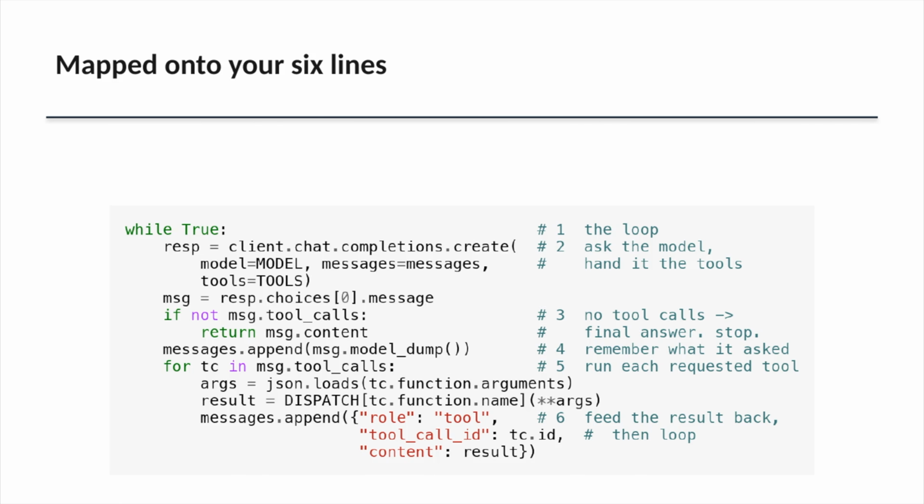Now map that onto the 6 lines you saw. Line 2 sends the context to the model. The thought happens in there, inside the model. When the response carries tool calls, that is the action. Line 5 runs the tool, and line 6 appends the result. That is the observation, entering the context. The while loop is the repeat, and line 3 is the exit. The day the model answers instead of acting, the cycle is over. You did not implement a paper, you stumbled into it.